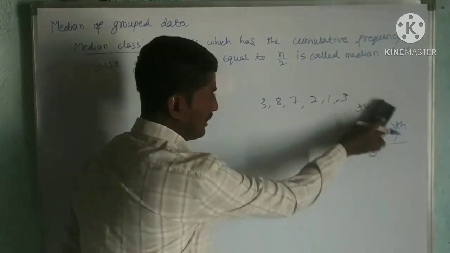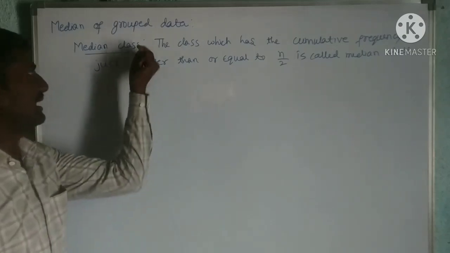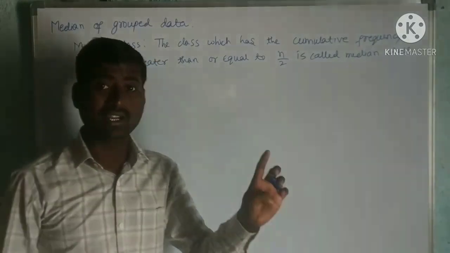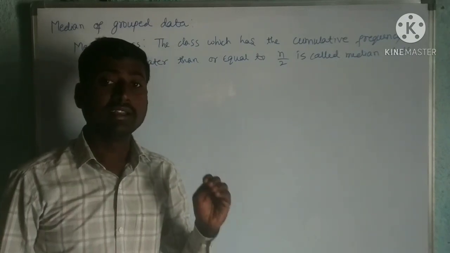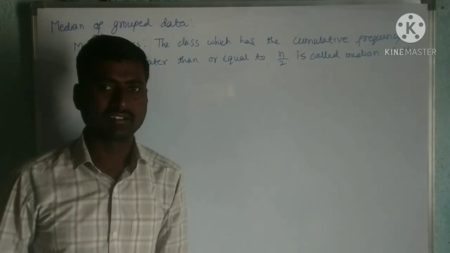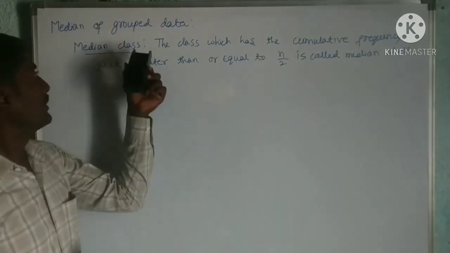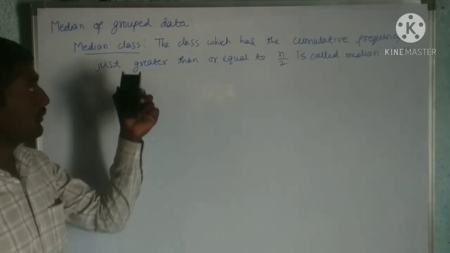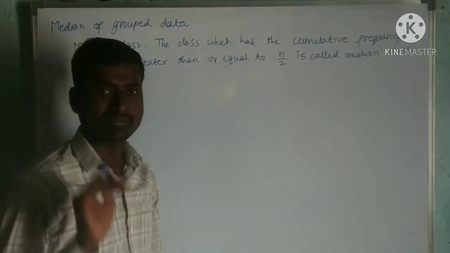Before knowing the median class, we already know what the modal class is. The modal class is the class which has the highest frequency. Now here the median class is there. Before this, you should know the term cumulative frequency.